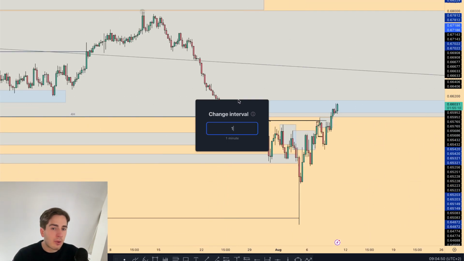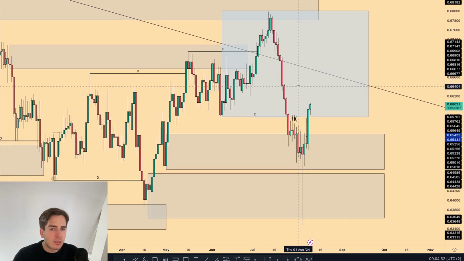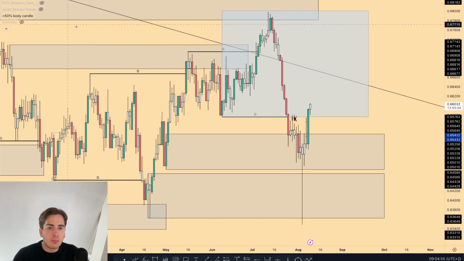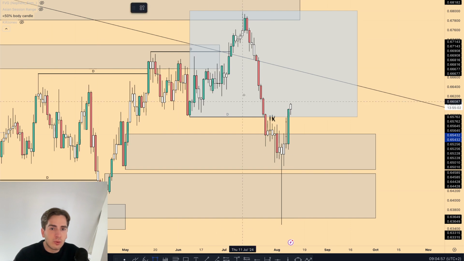There's no real clear 4 hour area of supply for the rest. Daily wise, also not. I always use the 50% body candle, and then you can see that there's still some room until we achieve or reach some imbalance.